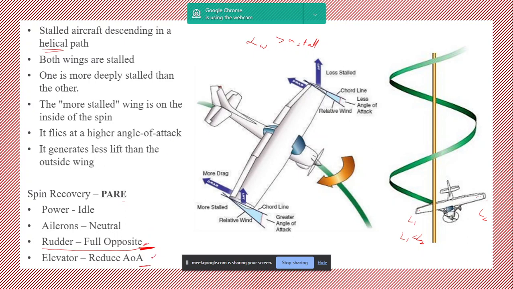So at this step, what happens is alpha wing less than alpha stall. Okay. So then both of your wings are not stalled. Both of your wings have the same angle of attack as per this step, and both of your wings are not stalled. So it will recover from the spiral or the spin. So you've understood what spin is?